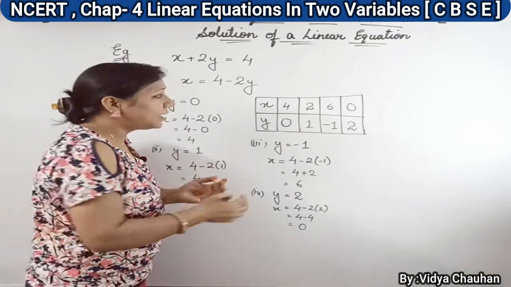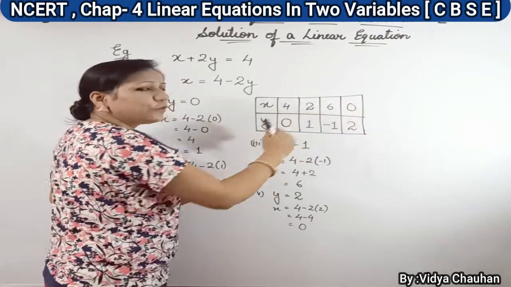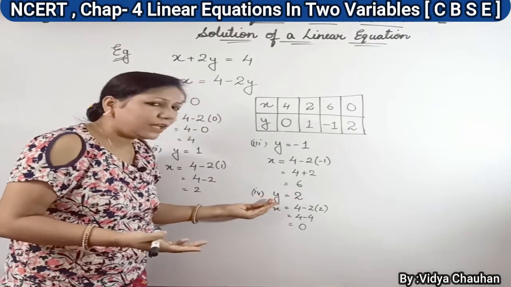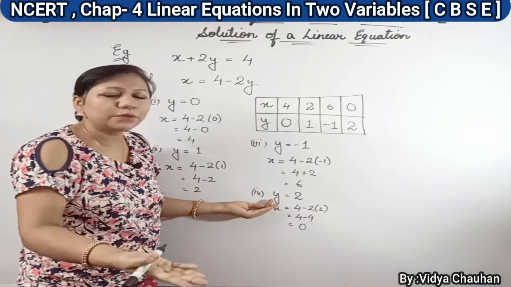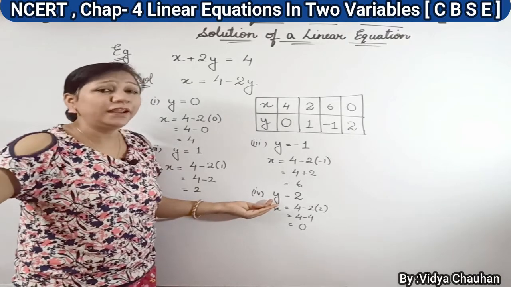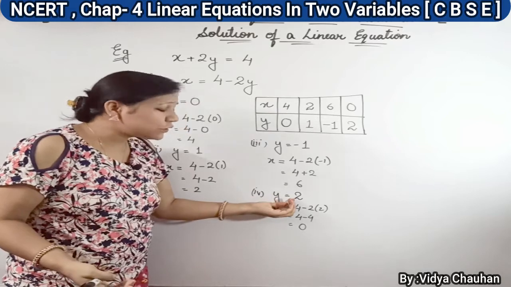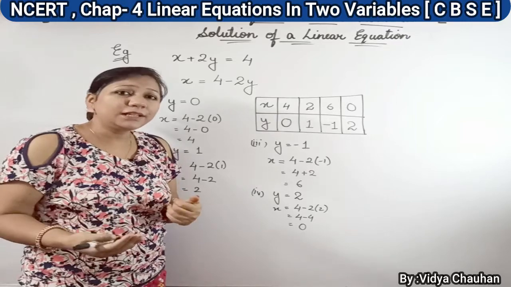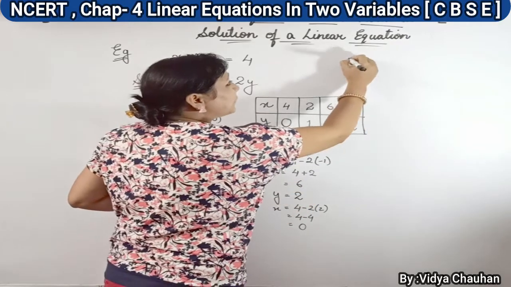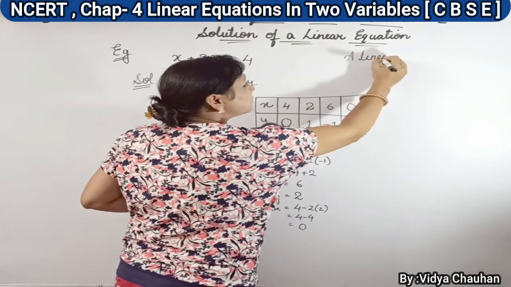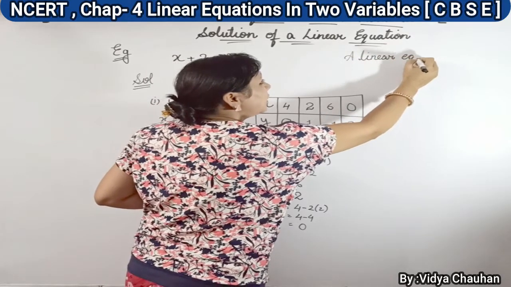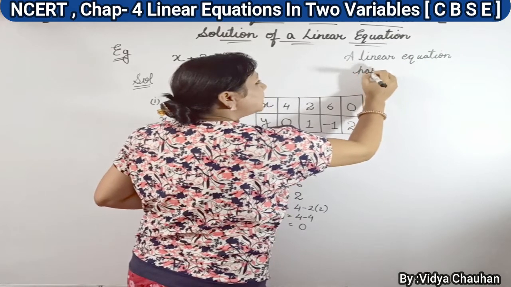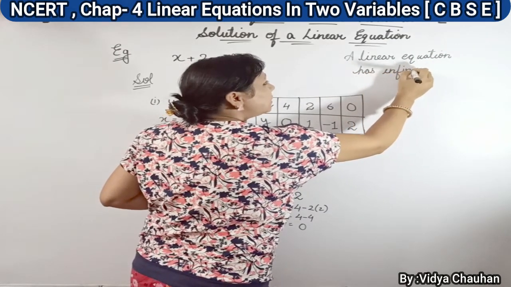Since I have taken only 4 values, I got 4 results. What if I had taken 100 values? You can choose any value, like y equals minus 2, y equals 3, 4, 5, and so on till infinity. As many values of y as we choose, we will get as many results for x. That is why we can also say that a linear equation has infinite solutions.